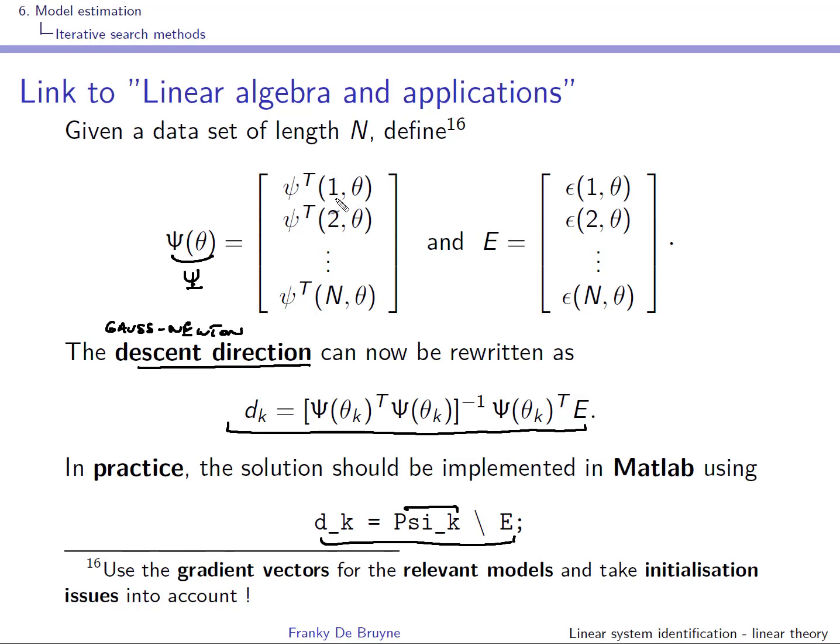So what we need now in order to construct this C matrix is to compute these gradient vectors for the relevant models, and what we'll do is consider ARMAX models and output error models. And as we have done for the computation of the estimate using least squares of the ARX model, you have to take initialization issues into account, but this is something that you'll do and that you'll try in the system identification laboratory.